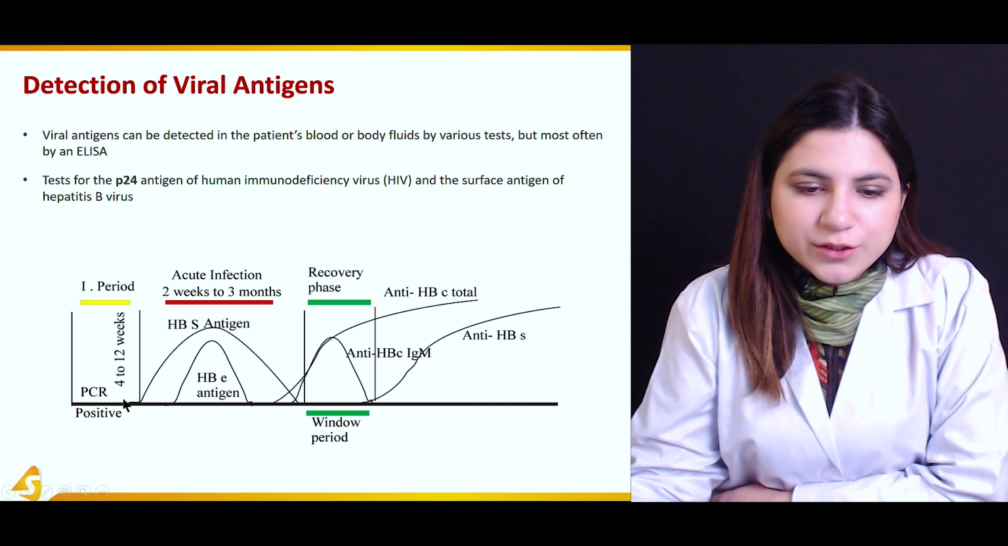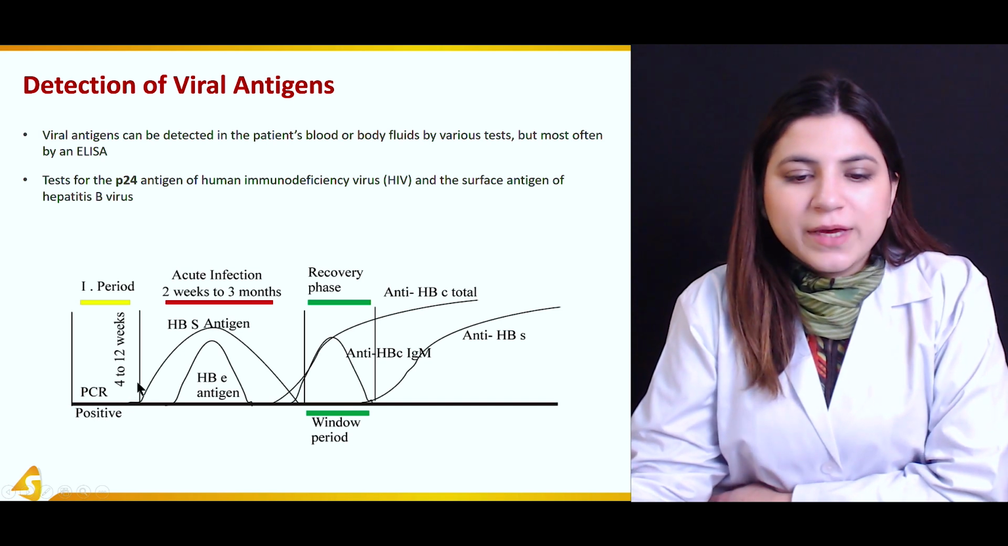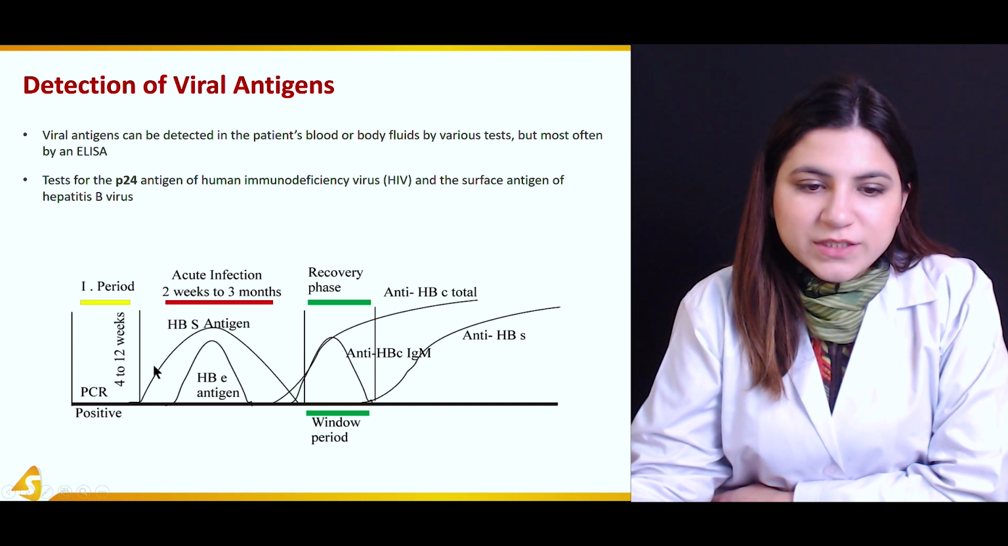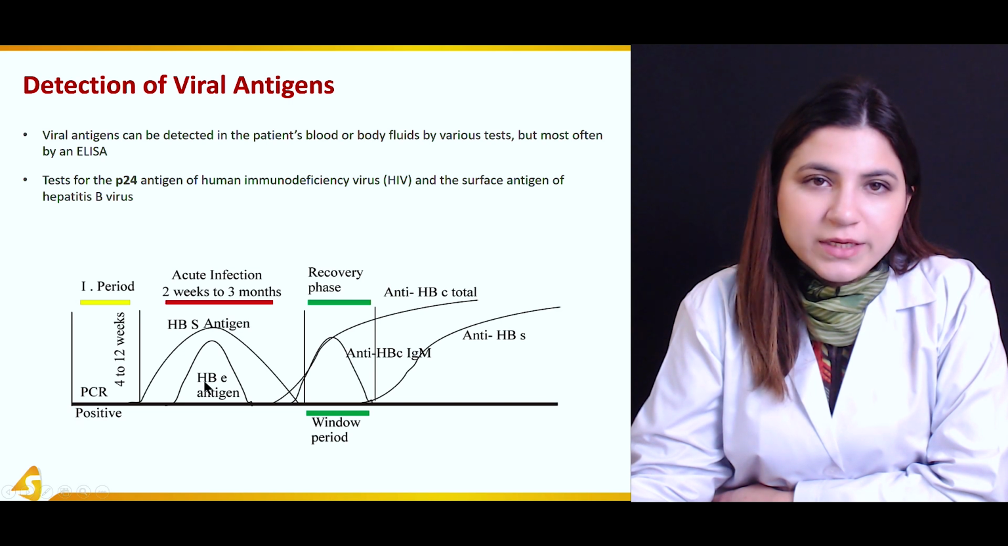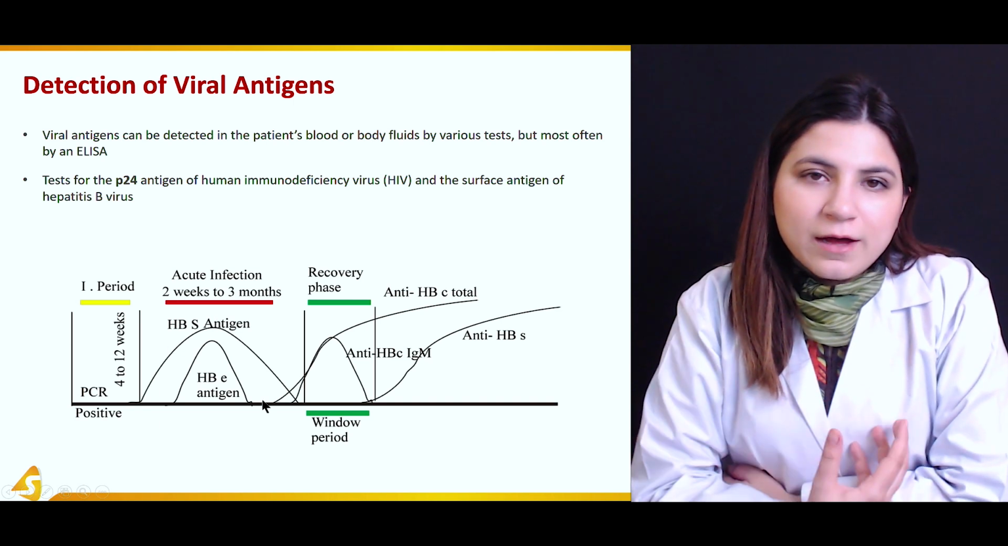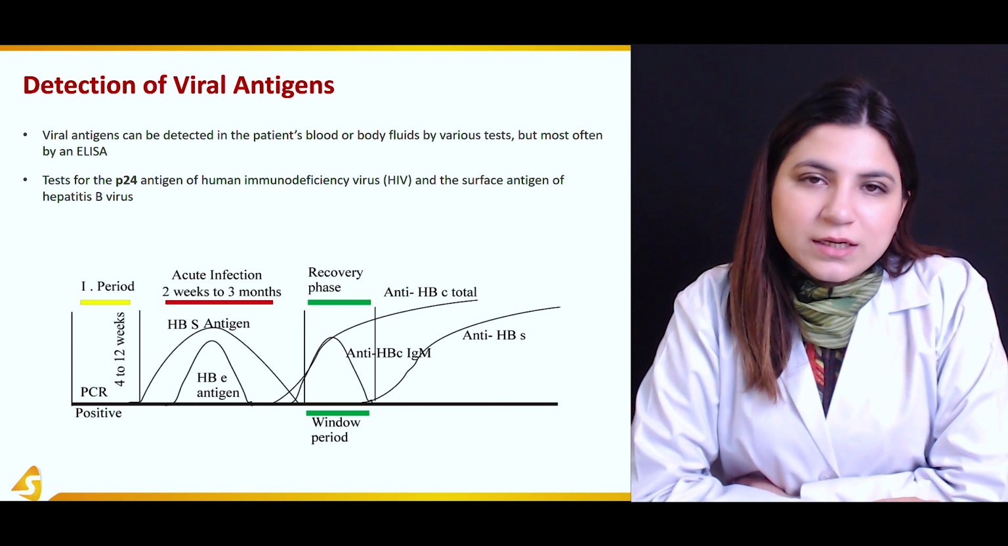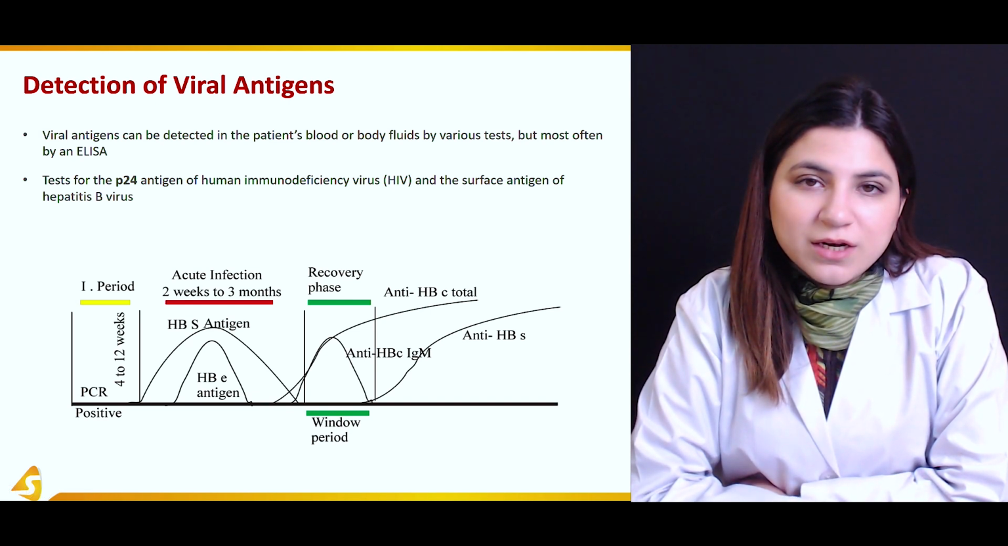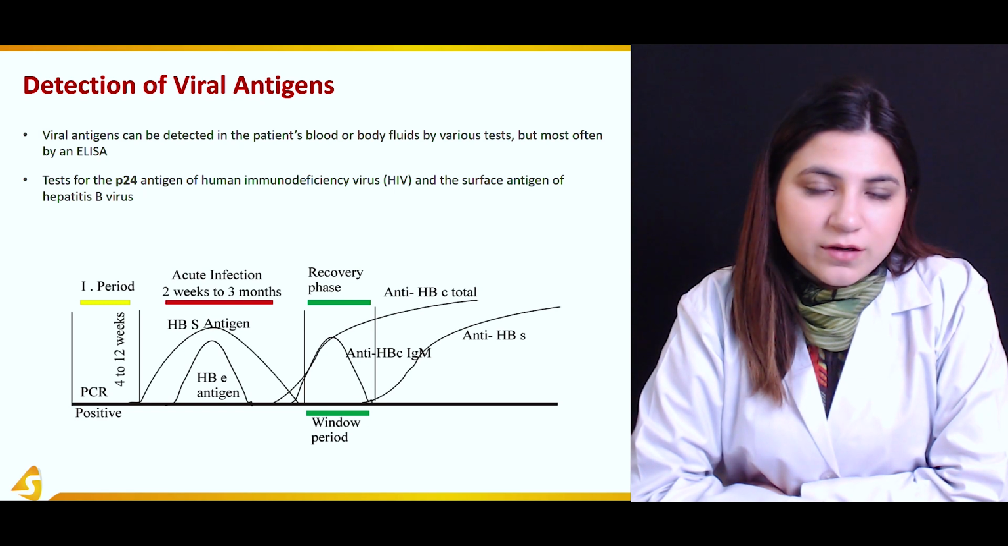This basically here just shows how we can detect the surface antigen of hepatitis B virus after 2 to 3 weeks, and then this can last up till 3 months. And this is the phase where if we add the antibodies against this particular antigen, we can actually detect the virus.